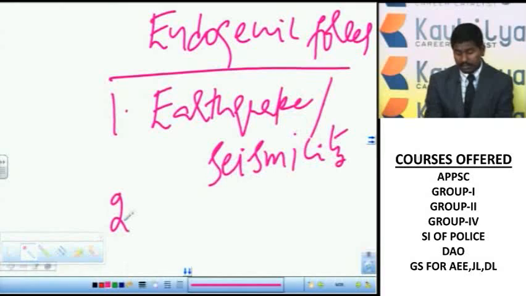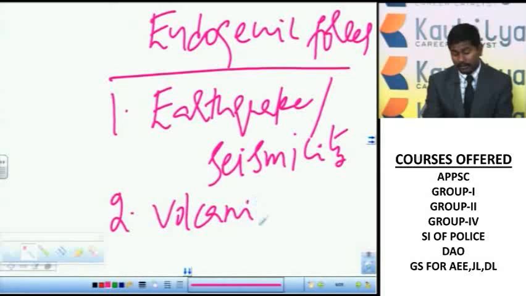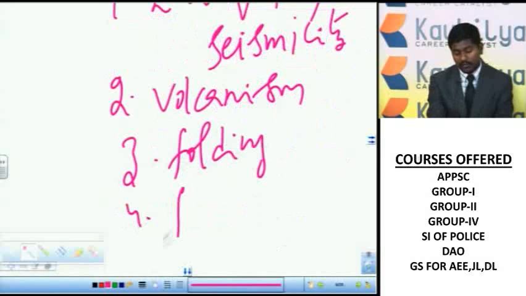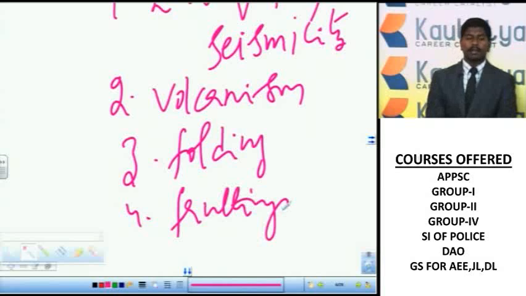And after this, volcanicity or volcanism is an endogenic force. And after this, folding is an endogenic force. Faulting is an endogenic force. That means these earthquakes or seismicity, volcanism or volcanicity, folding and faulting, these are all the forces which originate from inside the earth due to some internal mechanism.